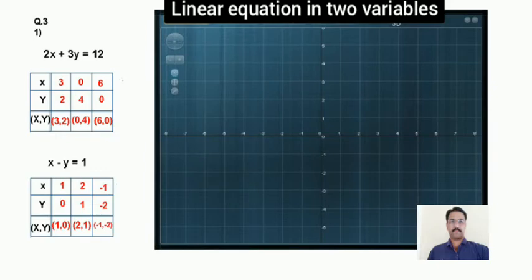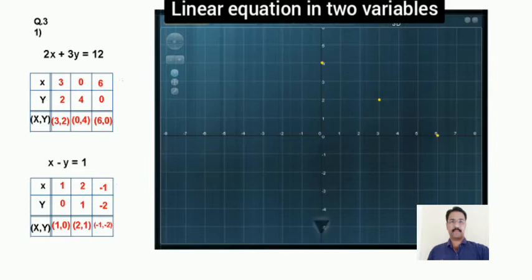We have to put here in first quadrant. Here it is 3, 2. Okay. Now then 0, 4. Where is 0, 4? On y-axis. Okay, 0, 4. And then 6, 0. It is on x-axis.